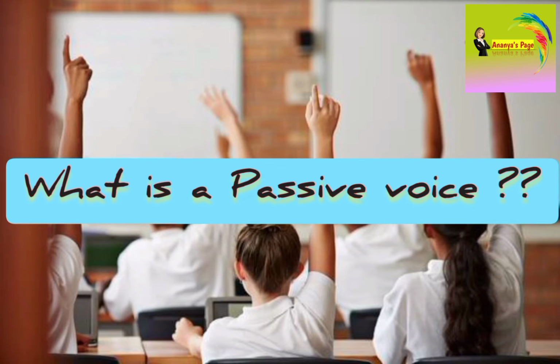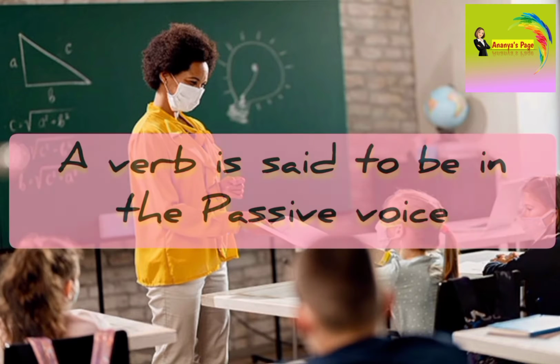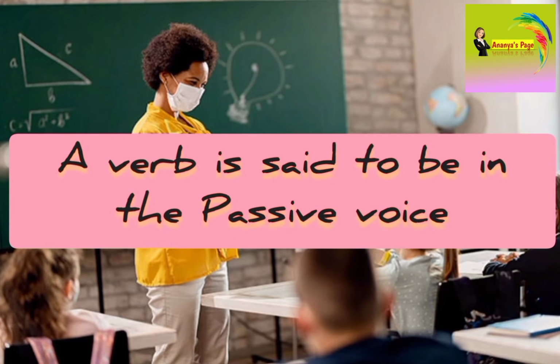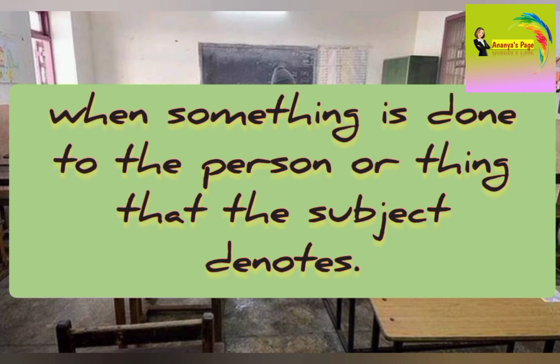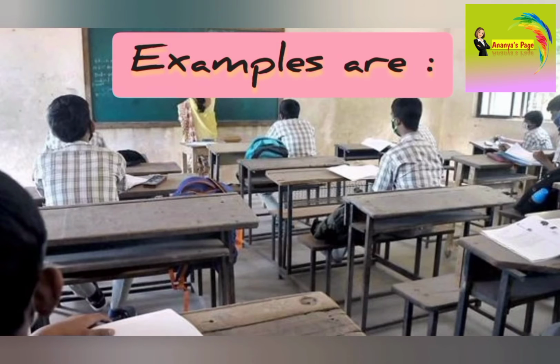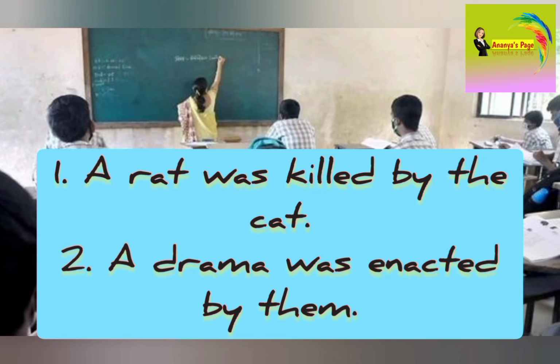Now, what is a passive voice? A verb is said to be in the passive voice when something is done to the person or thing that the subject denotes. Some examples are: number 1, a rat was killed by the cat. Number 2, a drama was enacted by them.